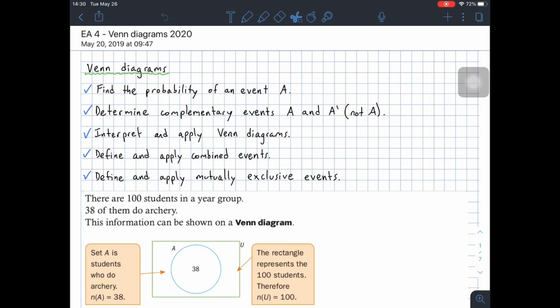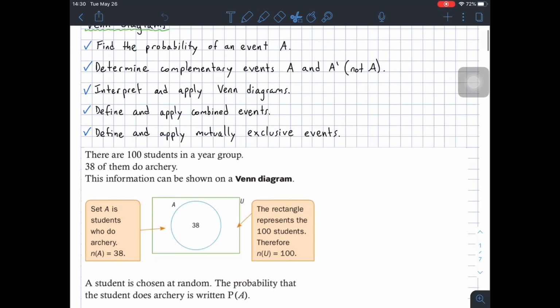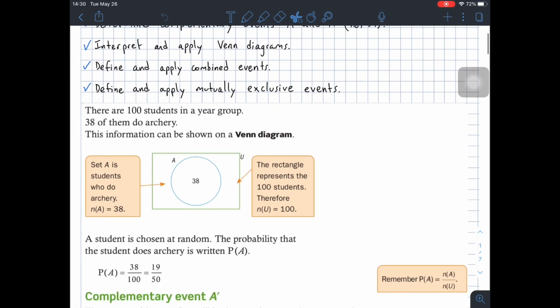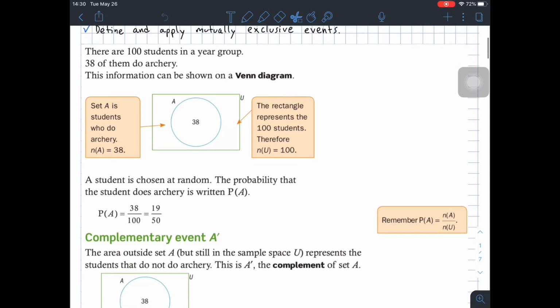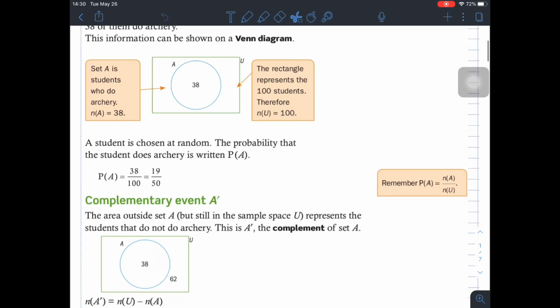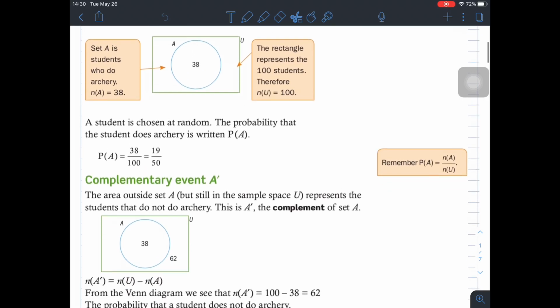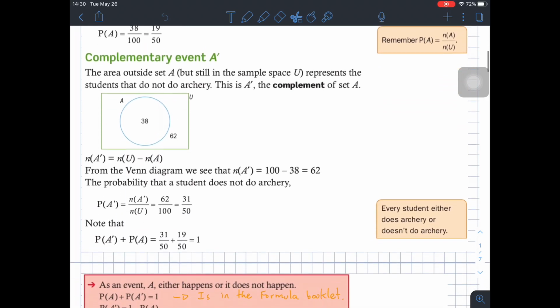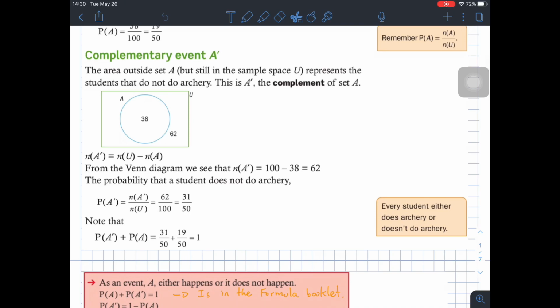Hello juniors, today we're going to continue with electronic assignment number 4, which is about Venn diagrams. Remember from last class we have seen the basic definitions of a Venn diagram, what each of the elements represent, how we represent the universe, how we represent a particular event. We have also seen the definition for complementary events.